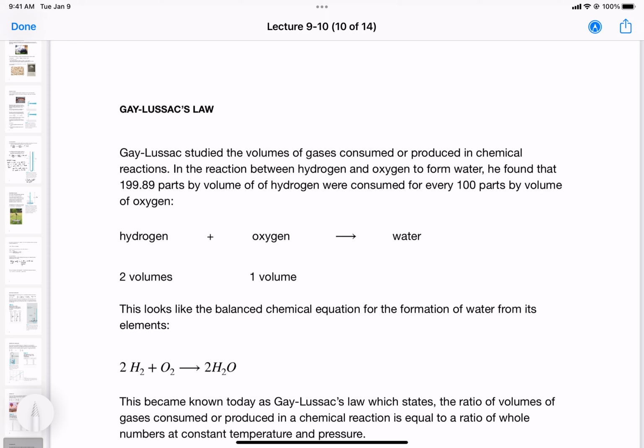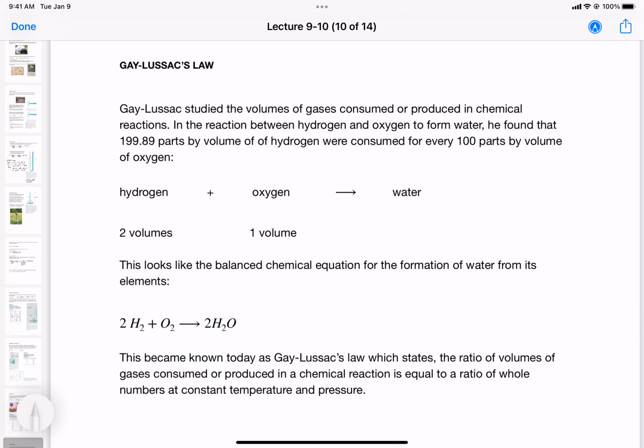So this pretty much means that 2 liters of hydrogen was required to react with 1 liter of oxygen to form, in this case, 2 moles of water, 2 liters of water. Okay, so it looks like it reacts in a volume ratio of 2:1.